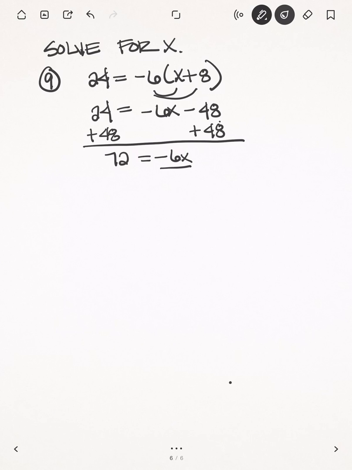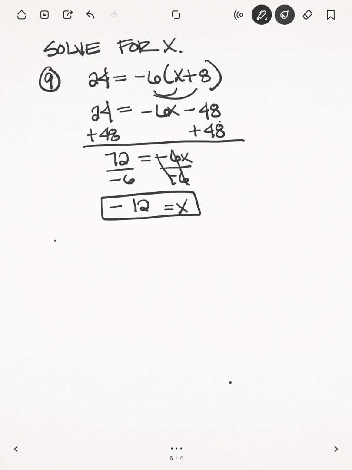Divide both sides by -6. My negatives cancel, so do my 6's, and I get x equals, my answer is going to be negative because that negative sign doesn't have anything to cancel with. And when I take 72 and divide by 6, I get 12. So my answer will be a -12. So here we're solving equations and using distributive property at the same time.